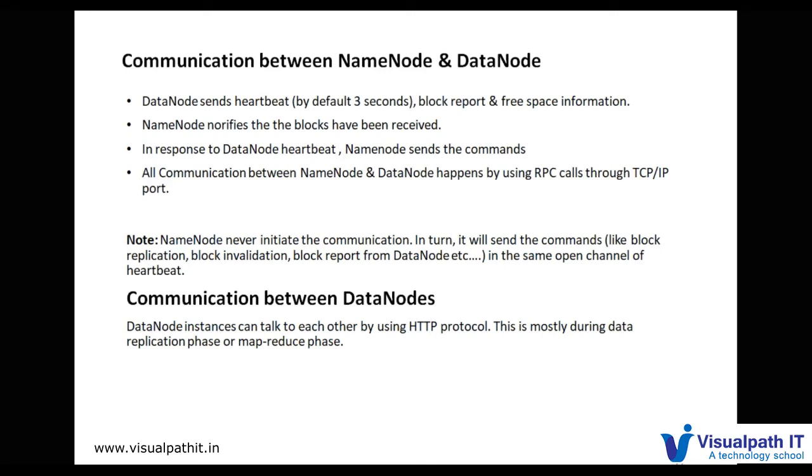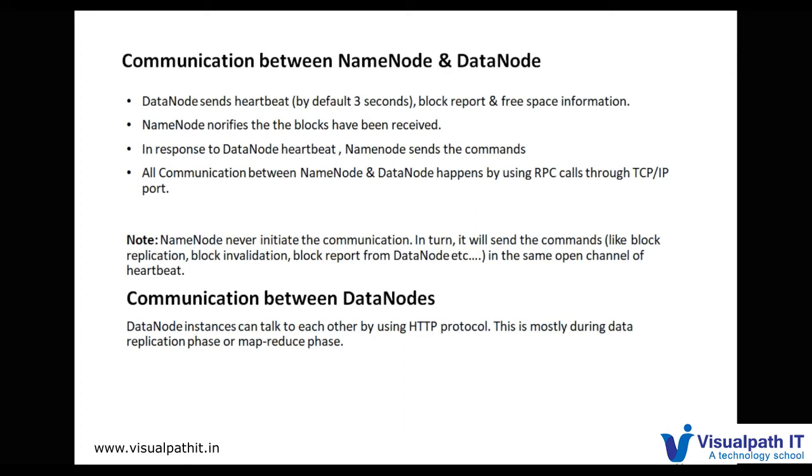Yeah, and communication between name node and data node. Data node sends heartbeats, by default every 3 seconds. So how do name node and data nodes communicate? Generally, how will they communicate? Using a simple heartbeat mechanism. All the data nodes will send a heartbeat signal to the name node by default every 3 seconds. It means the data node is saying, I am available, I am still alive. The signal is sent to the name node.